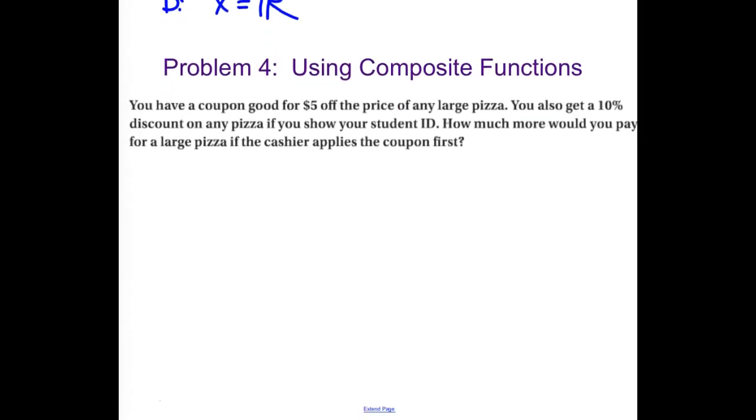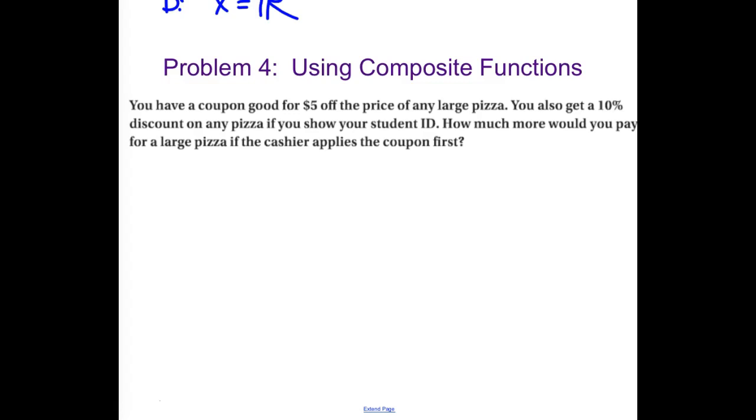It says, we have a coupon good for $5 off the price of any large pizza. We can also get a 10% discount on any pizza if we show the student ID. How much more would you pay for a large pizza if the cashier applies the coupon first? So there are two options here. We have a discount and we have a coupon. Depending on the order that you apply them in, you're going to have a different price that you have to pay. So we have to look at both options to see what that difference is.